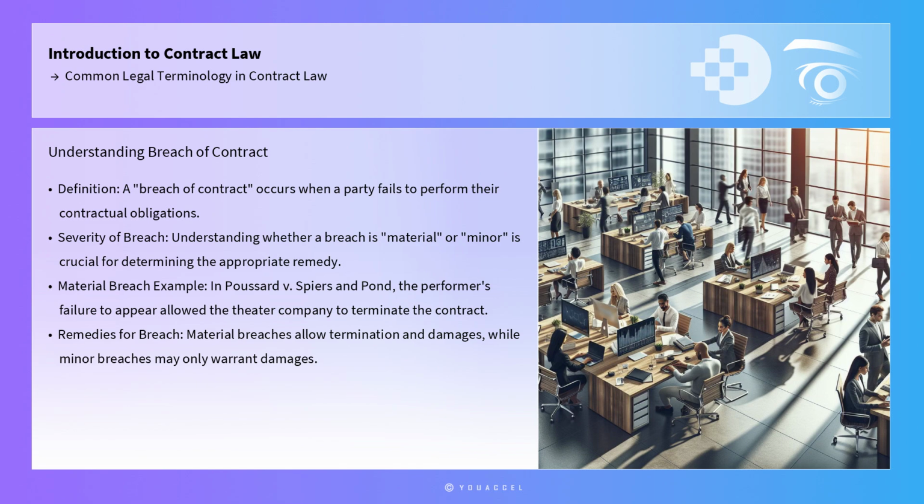A breach of contract occurs when a party fails to perform their contractual obligations. Understanding the severity of a breach, whether it is material or minor, is crucial for determining the appropriate remedy. Material breaches allow the non-breaching party to terminate the contract and seek damages, while minor breaches may only warrant damages. The case of Poussard v. Spiers and Pond illustrates a material breach, where the performer's failure to appear for a series of performances allowed the theater company to terminate the contract.